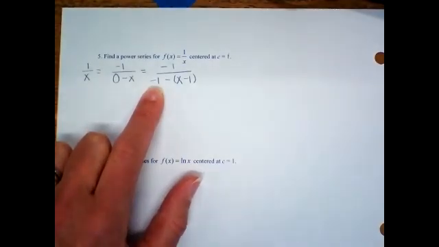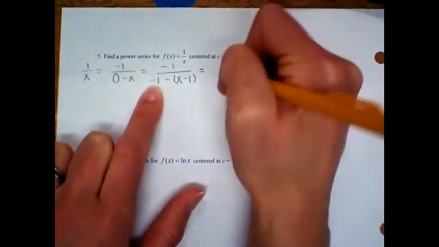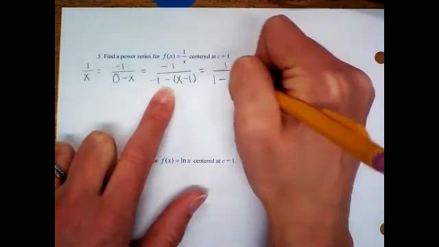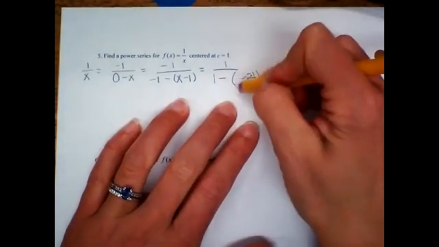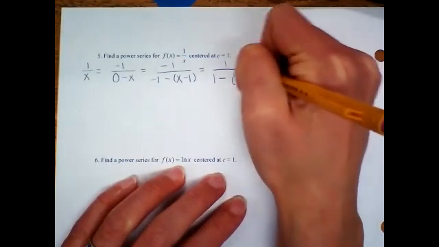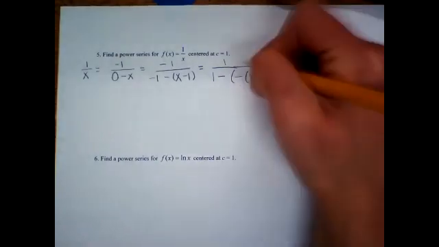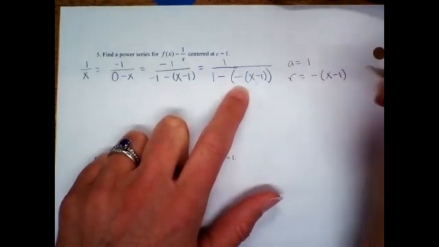All right, now here's the thing. It needs to be a 1 minus whatever. So we're going to go through and divide everything by a negative. So this will be +1 over 1 minus (x minus 1) over -1. Or I guess you could put a negative in front of that instead of making it a fraction. Let me do that instead. So what is A for this one? 1, good. And R is negative.